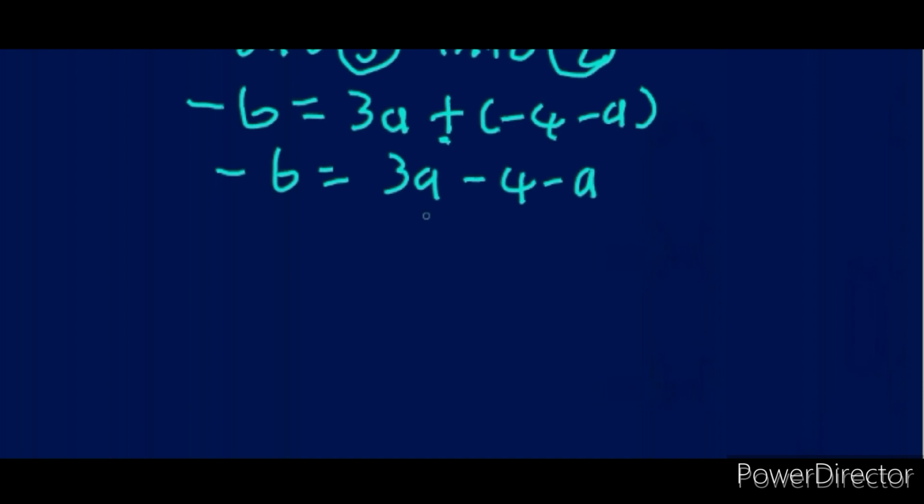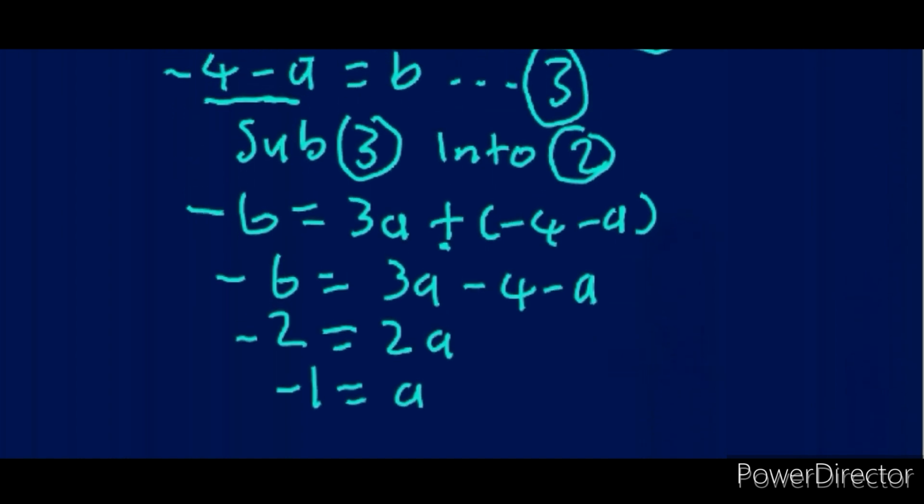Now when you have 3a minus a, it's going to end up being 2a. And then if we take minus 4 to the other side, minus 6 plus 4 is going to be minus 2. And then when we divide both sides, we end up having a is equal to minus 1, just like the question.